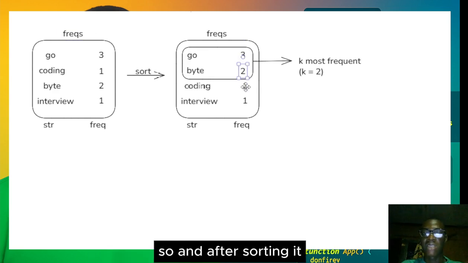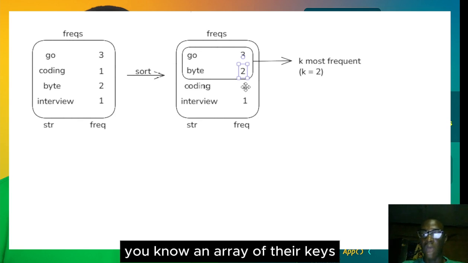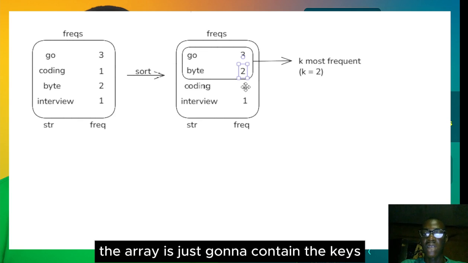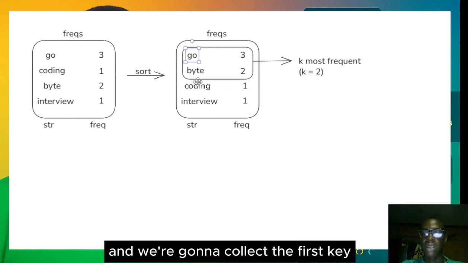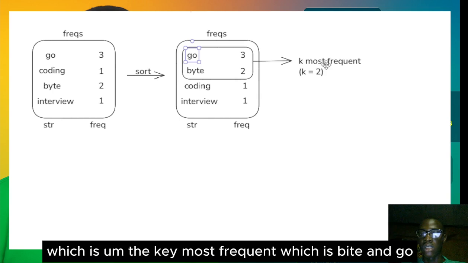After sorting it, we just convert it into an array, and we get an array of their keys. The array is just gonna contain the keys, which are the strings, and we are gonna collect the first k keys, which is the k most frequent, which is byte and go.